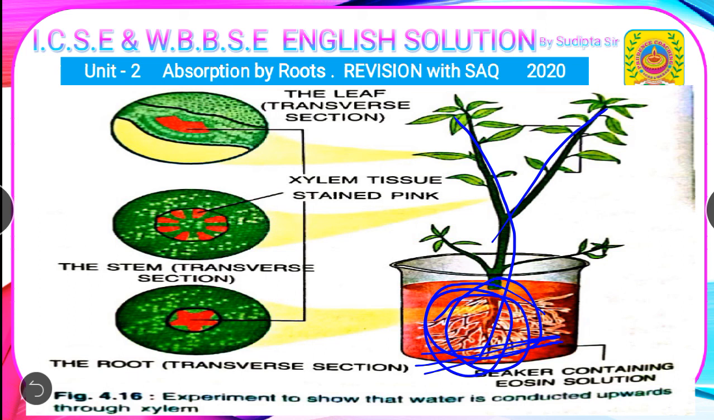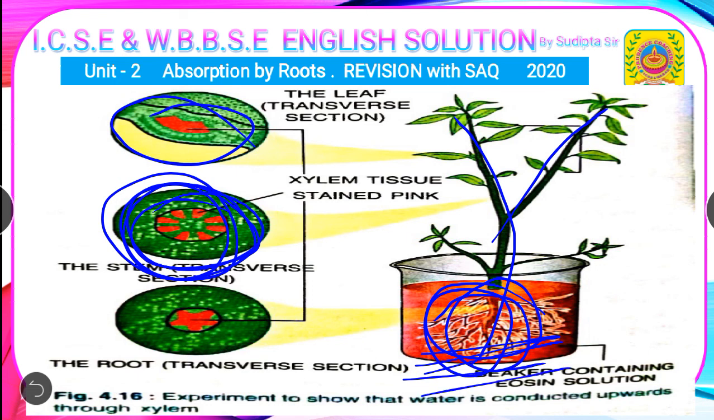And if we make a cross section of the leaf or the stem, we will see that this xylem part will be red in color due to this eosin. As a result we can say that this xylem portion of the plant is helping in the absorption of water, because only this xylem portion has been colored red for this absorption of water.